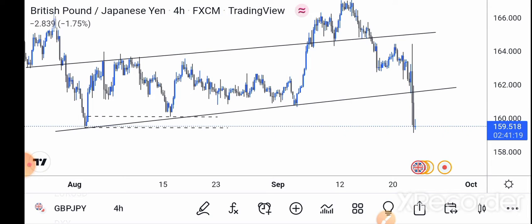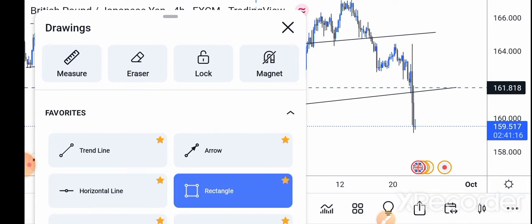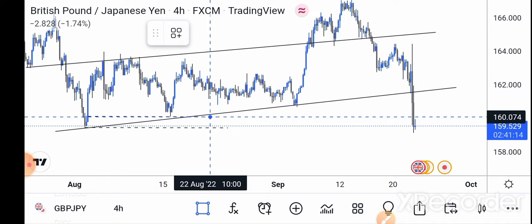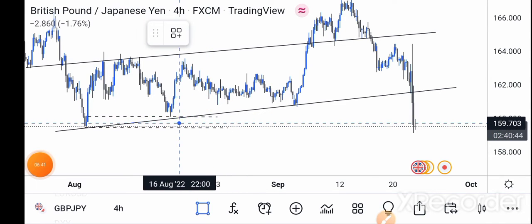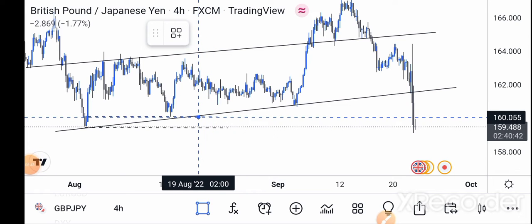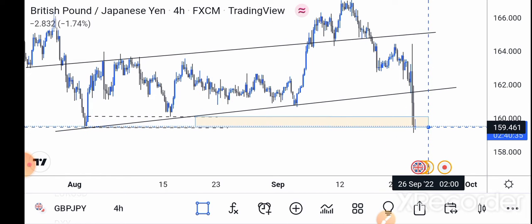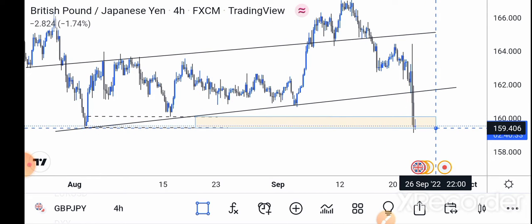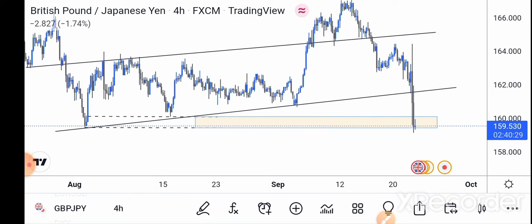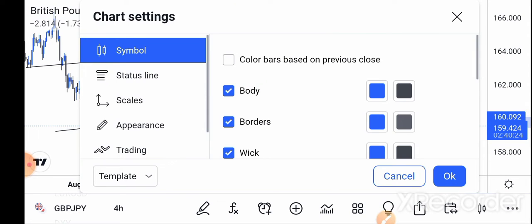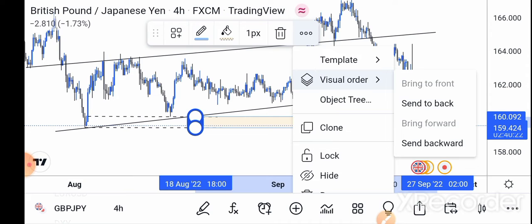So moving on now, I would like to use the terminology RTO on this particular chart. But first, I want to represent it with another block, like a zone. So I'm going to put that here and keep it like this. So I'm coming just a bit. Then, visual order, send to back.